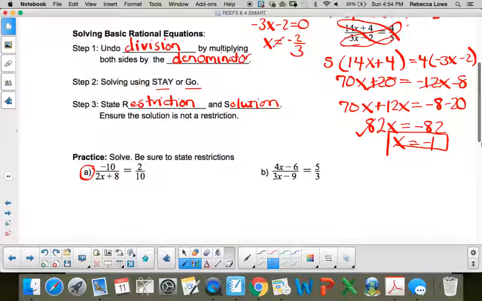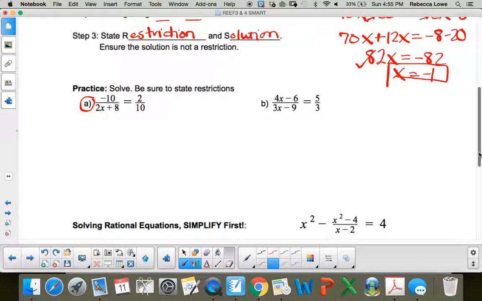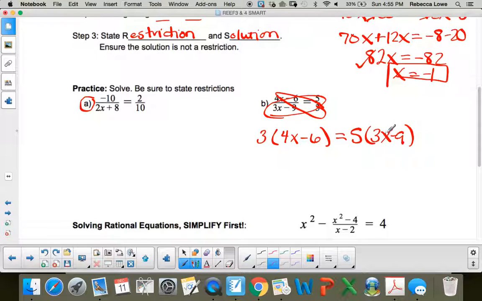All right, you're going to do A, and I'm going to do B, and then I'm going to stop there, and then we'll move on to a little more difficult one where you simplify first. So again, you need to recognize when you have two fractions set equal to each other, and you just cross multiply. Make sure you set the expressions in parentheses. So it's 3 times 4x minus 6 equals 5 times 3x minus 9. It doesn't matter which side you put these on. You could have done the 3 times 4x minus 6 on the right side and this on the other side.